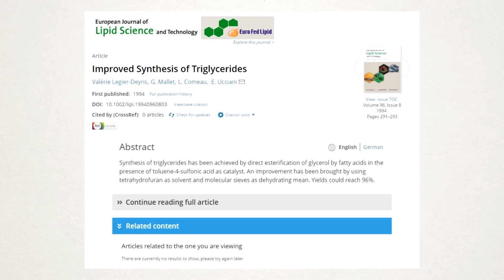I could also try a different procedure, like the one I found here. Instead of zinc chloride, it uses para-toluene sulfonic acid as the catalyst, and it also uses THF as a solvent and molecular sieves as a drying agent.